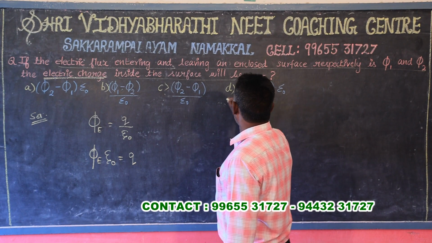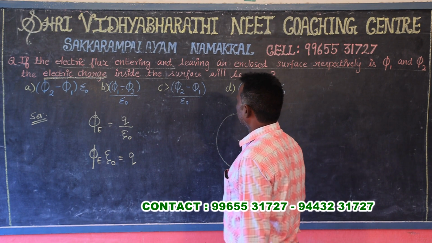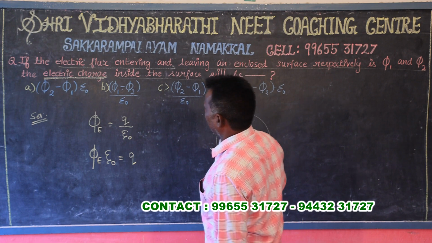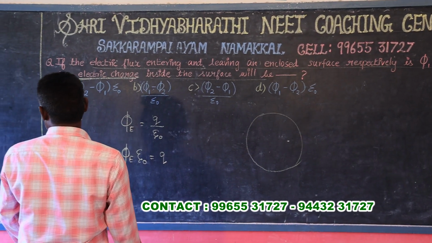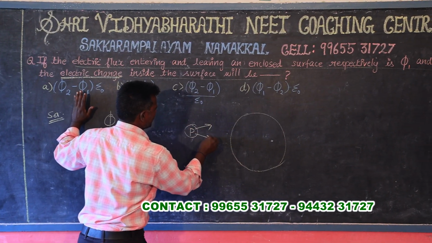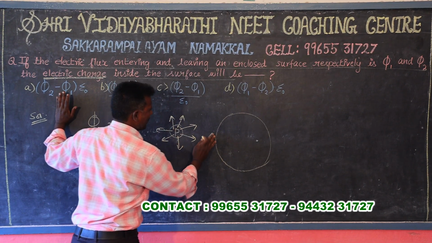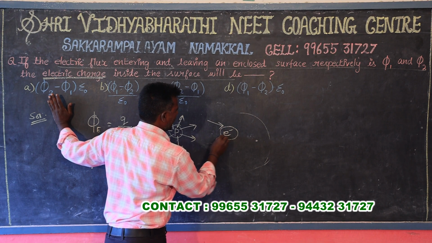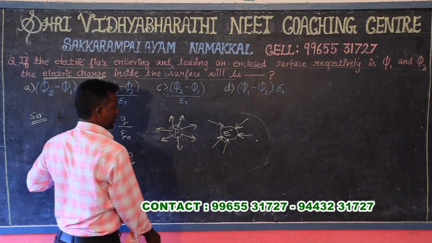In an enclosed surface, electric flux is entering and leaving. For example, this is a proton. A proton's field is radially outward, you know very well. At the same time, for an electron, the field is radially inward. This is a misconception we have already discussed.